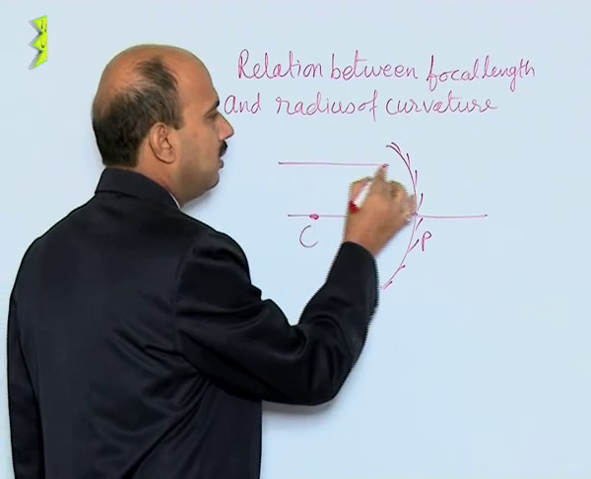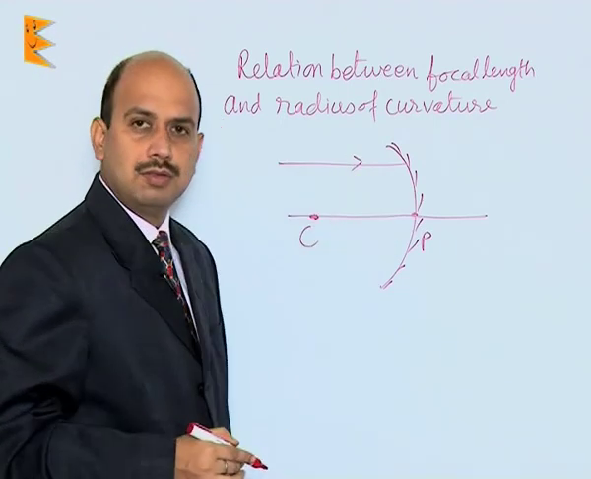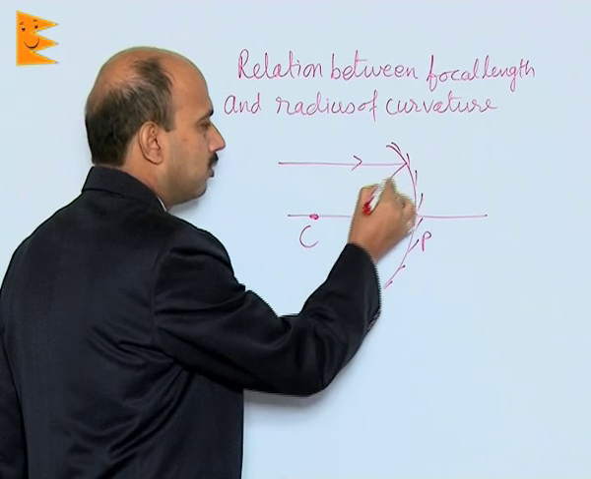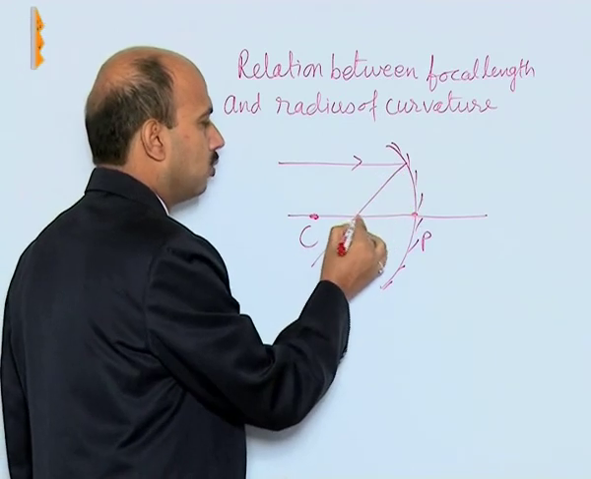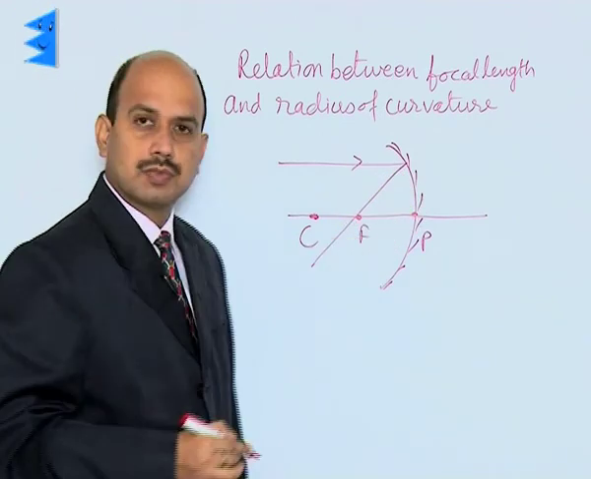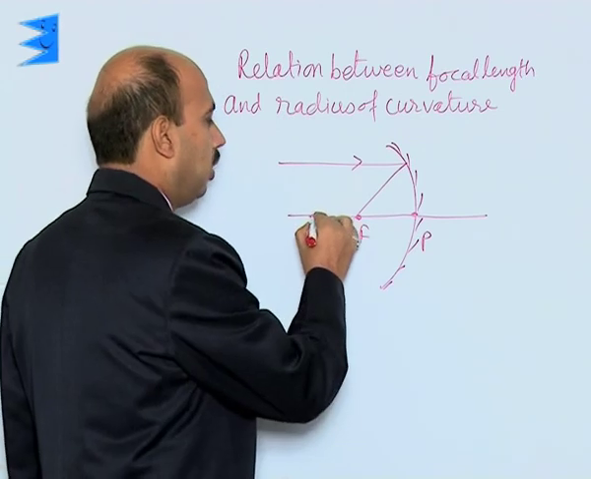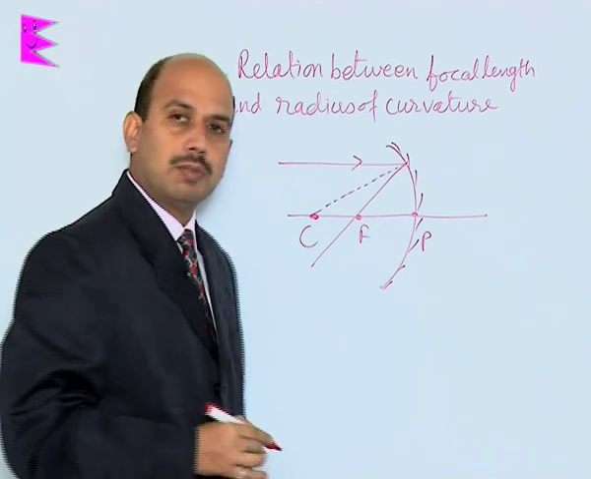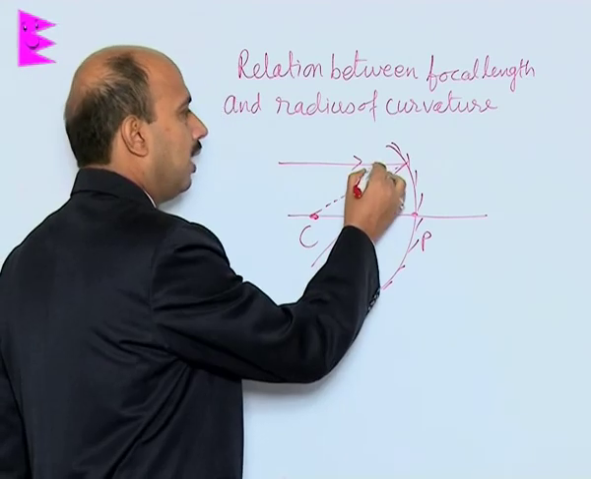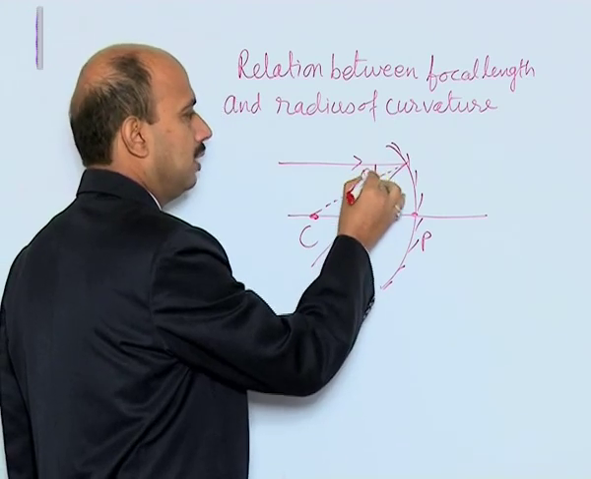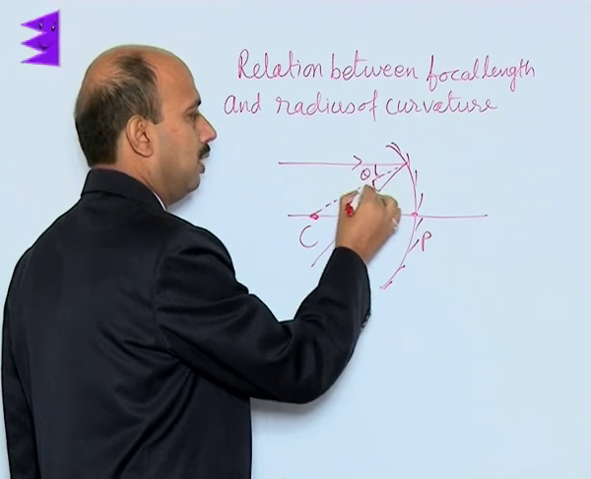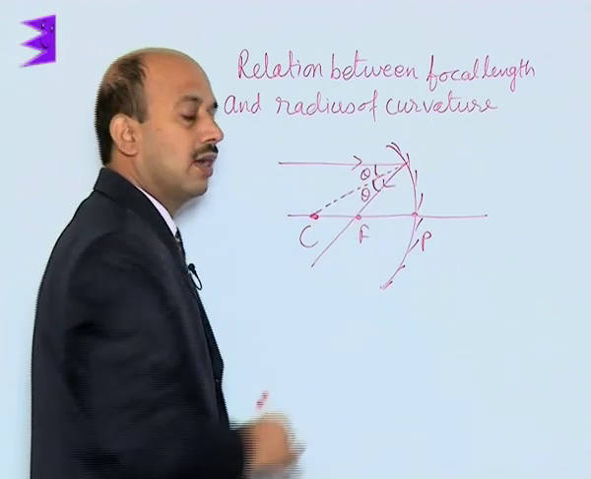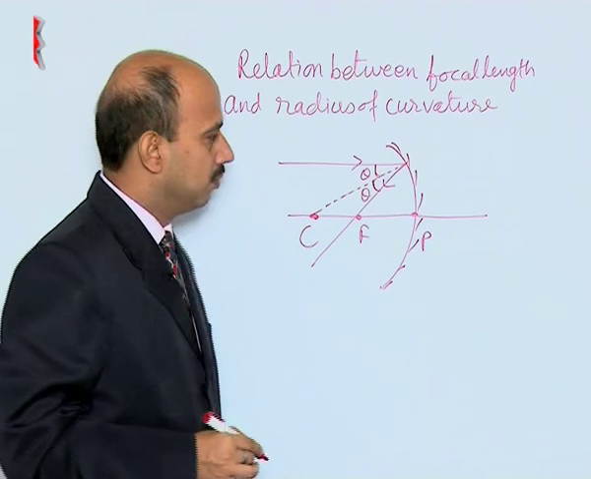I take one incident ray which is parallel to the principal axis. After reflection it passes through a point, and this point is known as the focus. Now, if you draw a ray from the center of curvature, that is considered as the normal. So, this is the angle of incidence, suppose I have taken theta. So, this also will be theta, because the angle of incidence and angle of reflection are equal.